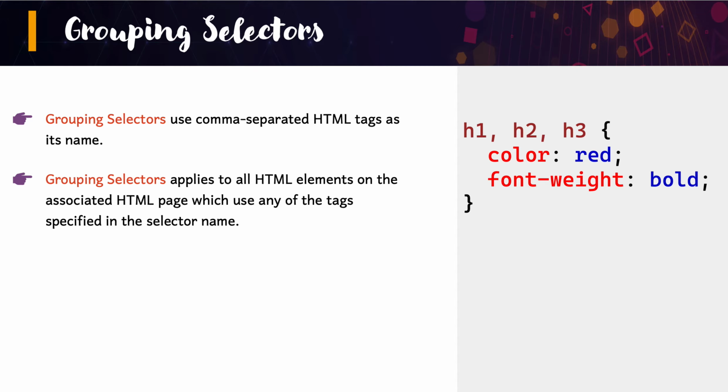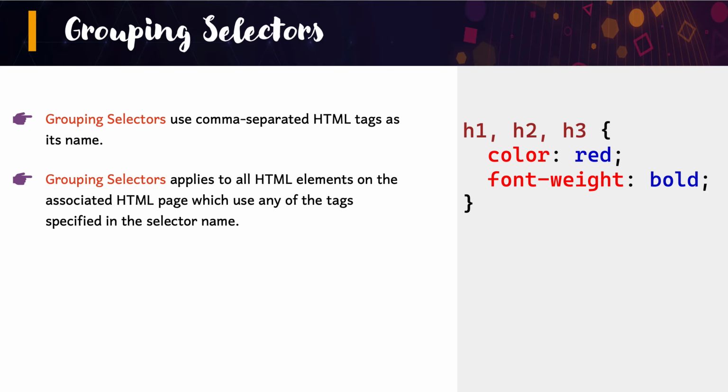Can you use a universal selector here? You can use a universal selector, but then that means paragraphs will also be in red and bold. You don't want that. You want only the headings. Therefore, use a grouping selector as shown in the example. Okay. So these are the three element selectors: a simple element selector, universal selector, and grouping selectors.